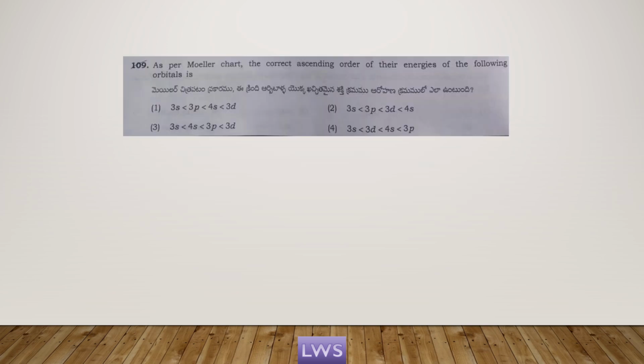So which of the following is correct ascending order? So as per the Aufbau chart, you are getting option 1, 3s, 3p, 4s, 3d. So this is your answer.